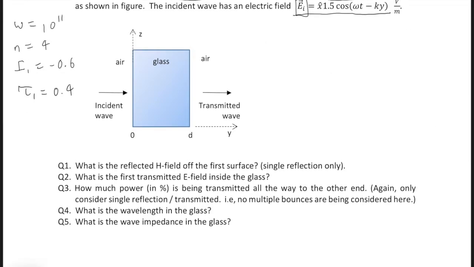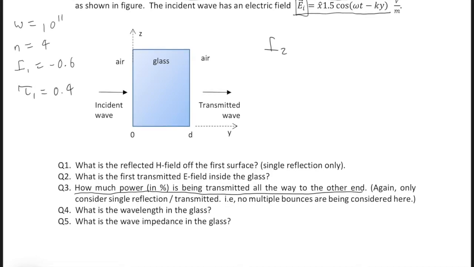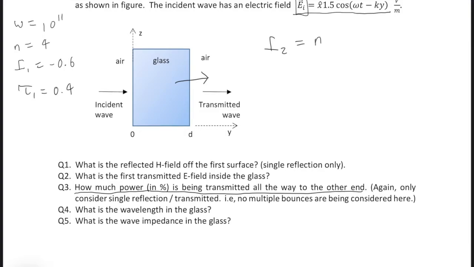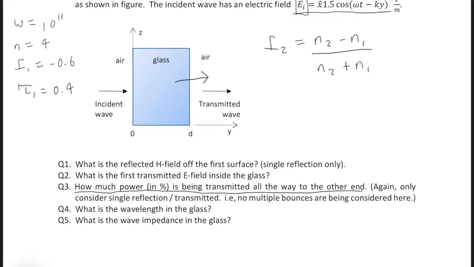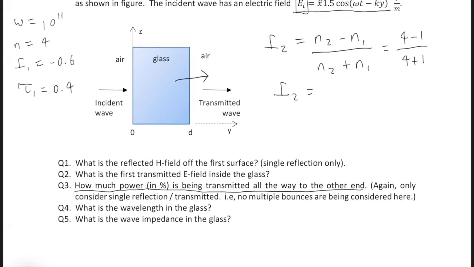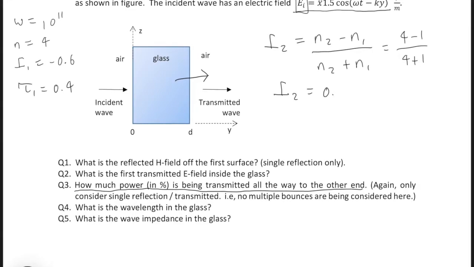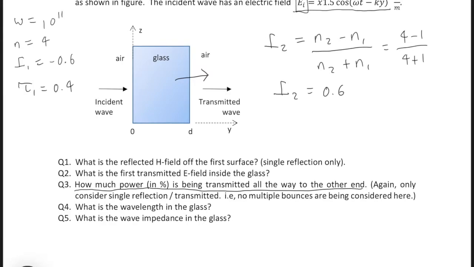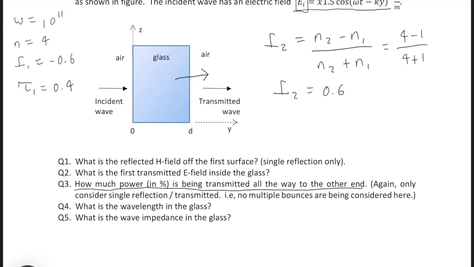Now we're going to solve for how much power is being transmitted through the block. So our first step is to find gamma 2, or the reflection coefficient 2, when our wave is exiting the block. And to solve for that, we would do n2 minus n1 over n2 plus n1. This would equal 4 minus 1 over 4 plus 1. So we end up getting gamma 2 is equal to 0.6.